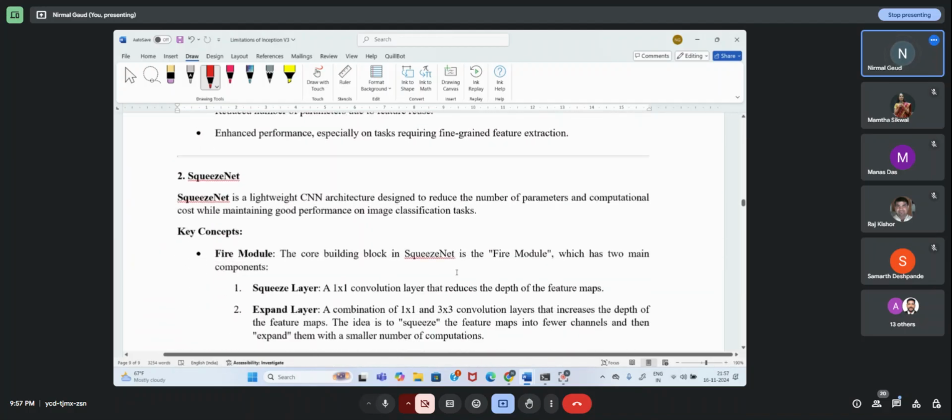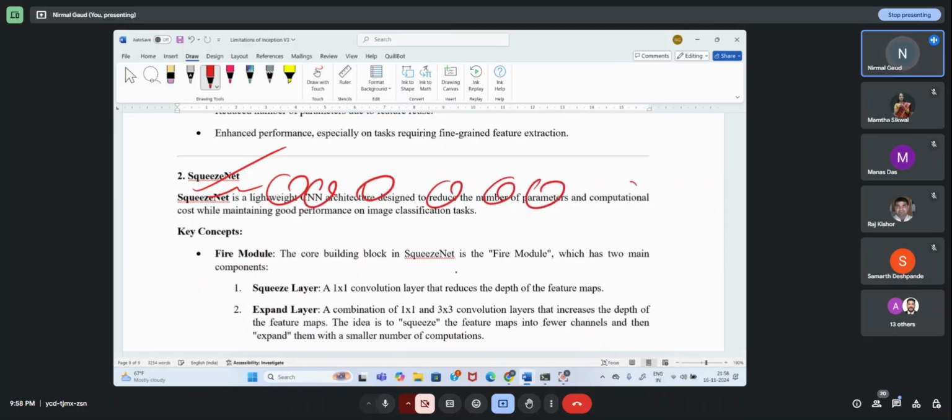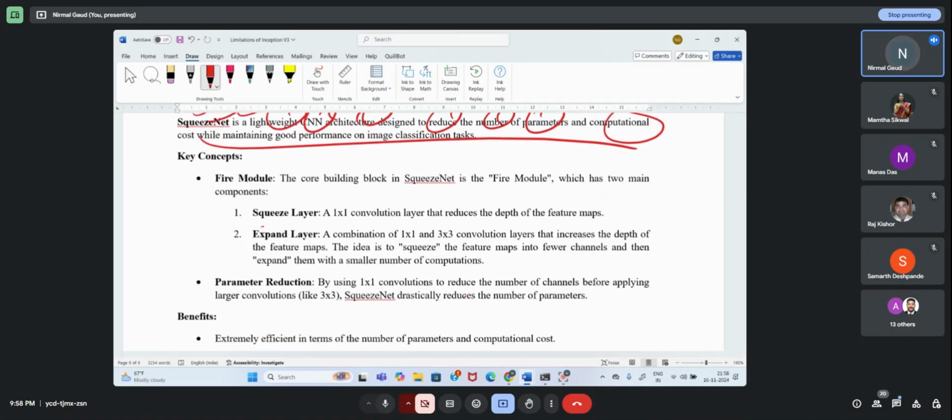Okay, SqueezeNet. SqueezeNet is a lightweight CNN architecture to reduce the number of parameters and computational complexity. So it again has squeeze and expand layers. You have already seen the squeeze and excitation. Same approach is used here. This SqueezeNet is called a fire module. What we have done in the squeeze, we have used global average pooling. So global average pooling will find the average value of each and every channel.